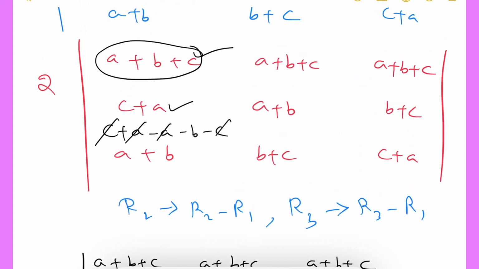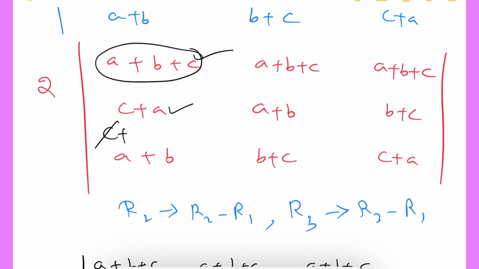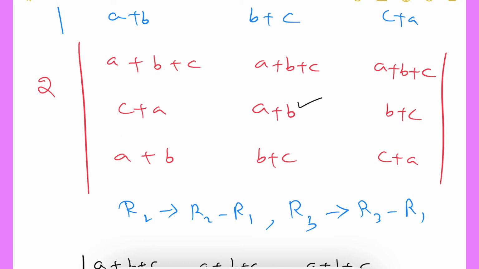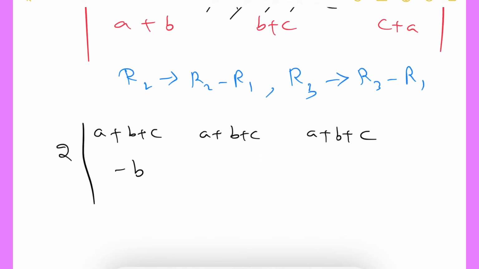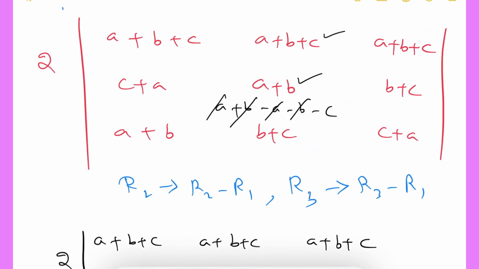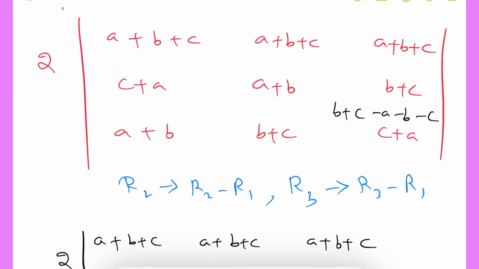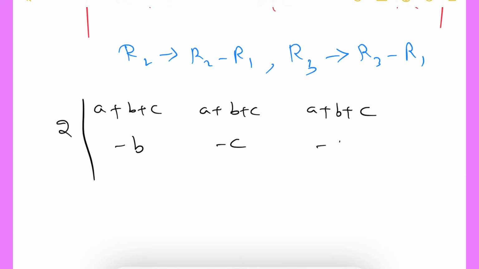Next, R2 minus R1 with the second element: A plus B minus this. So it becomes A plus B minus A minus B minus C. Plus A minus A cancel, plus B minus B cancel, then we remain with minus C. Next comes the third element in the second row: B plus C minus A minus B minus C. Plus C minus C cancel, plus B minus B cancel, then we remain with minus A.